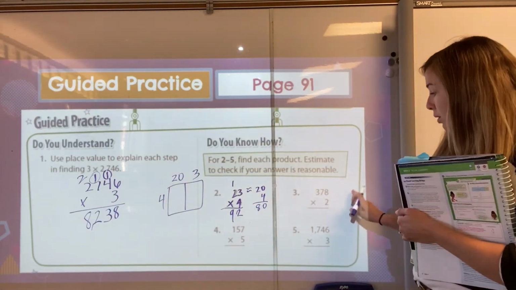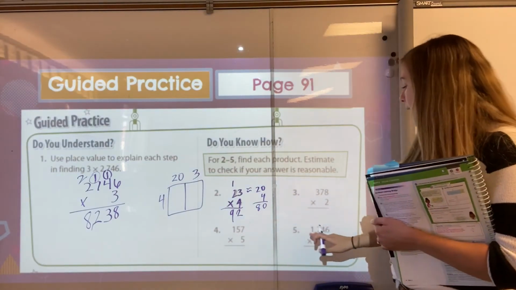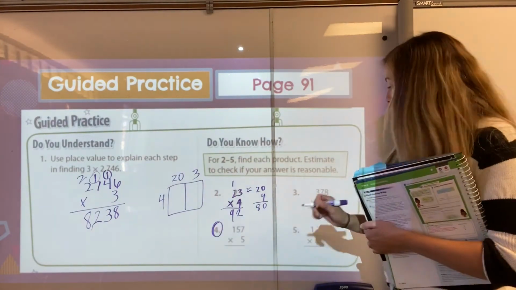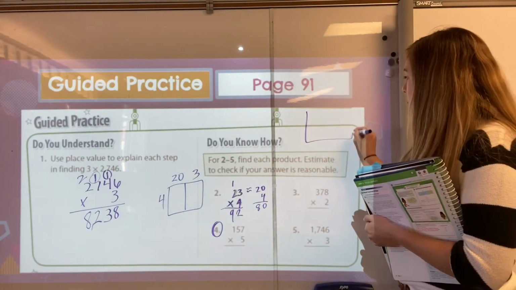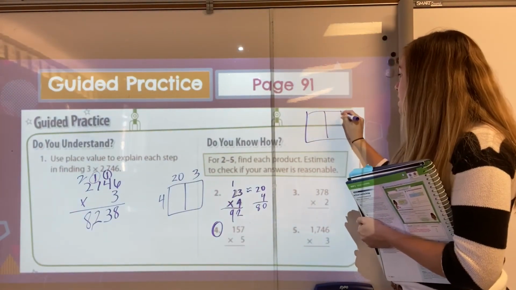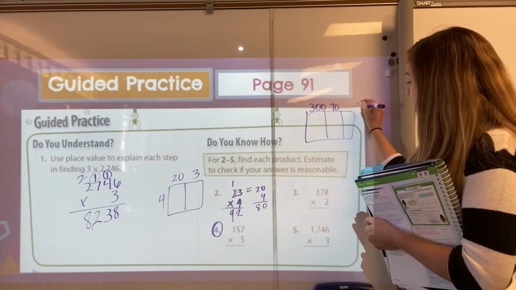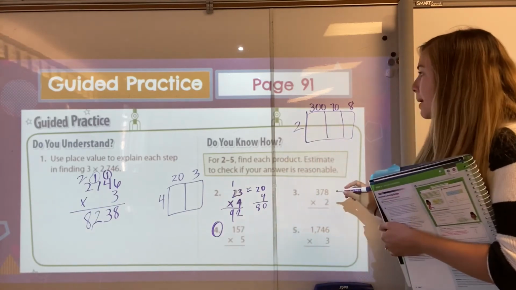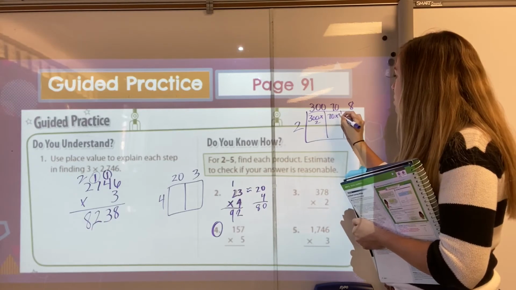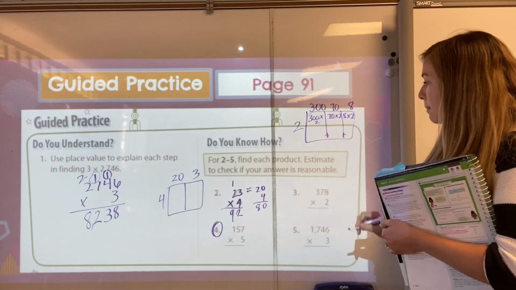Okay, we are going to try number 3, and then I am going to leave you with, actually, let's do number 4, and we'll do number 3. Sorry, changing my mind. And I'm going to leave you with number 4 to try on your own. So for number 3, if you want to use box method, what you might notice is we have a 3-digit number. So I would need to split my box up into 3 because we'll have 300, 70, and 8. And then this way we multiply by 2. So we'll have 300 times 2, 70 times 2, and then 8 times 2. And then you'd have to add those 3 numbers together.